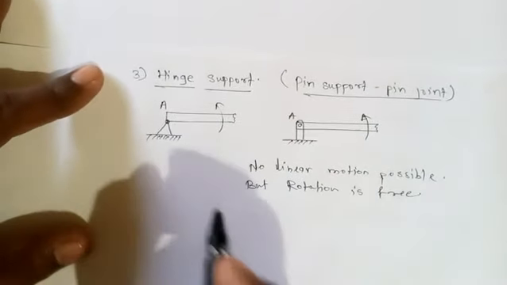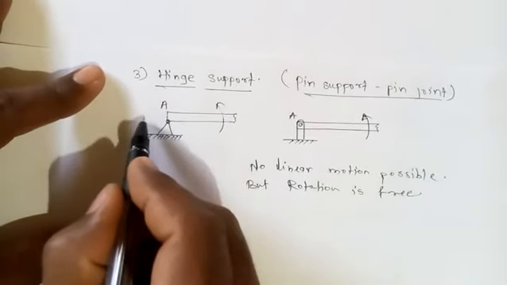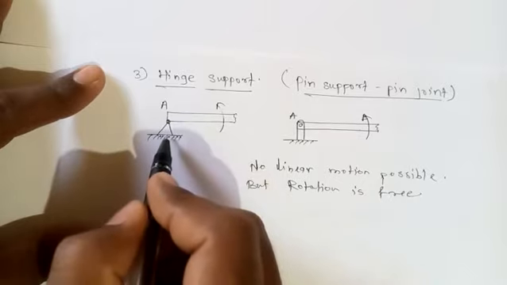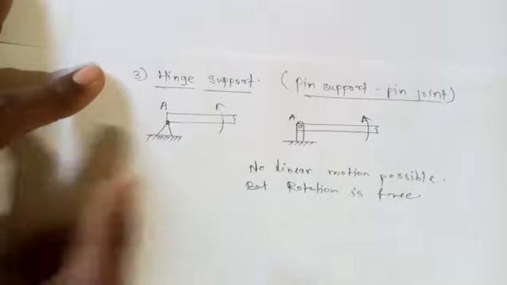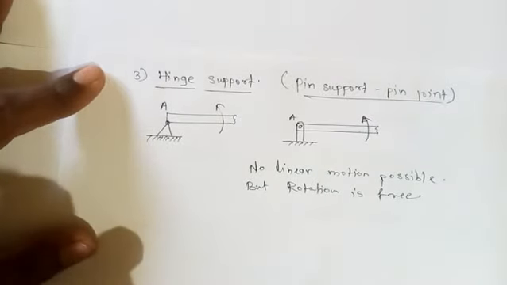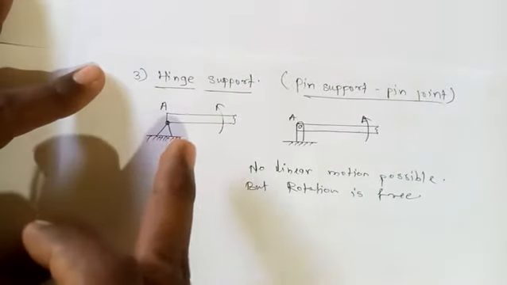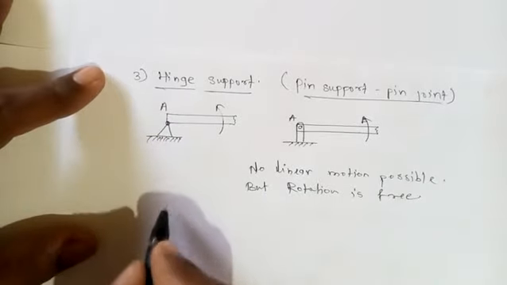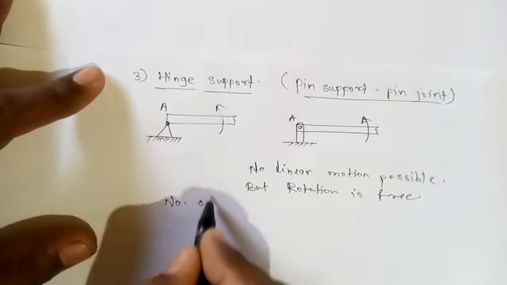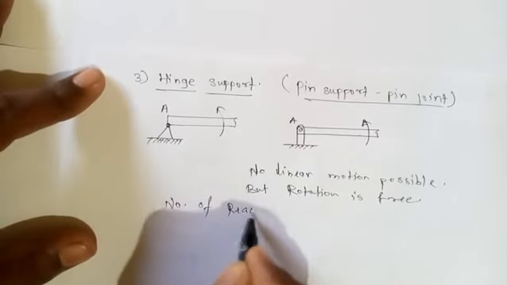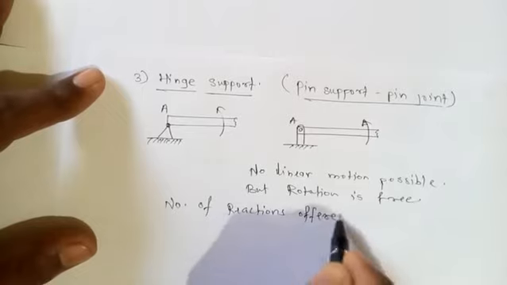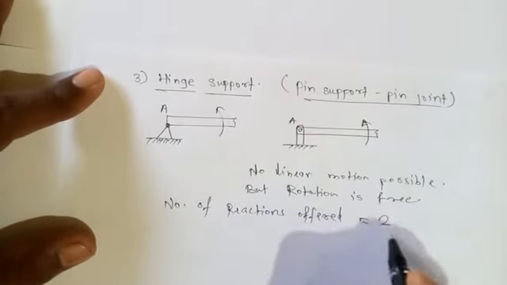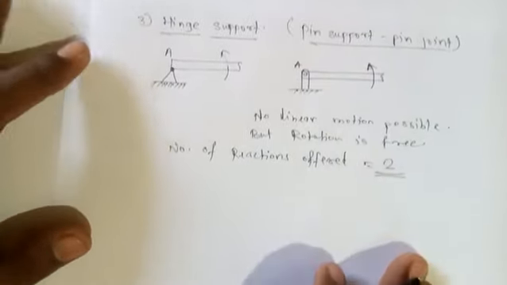As it is not moving towards left or right or not moving towards up and down, so two types of motions are restricted, one in the x direction, one in the y direction. The object cannot move in x direction and in y direction, and that's why number of reactions offered is equal to 2.